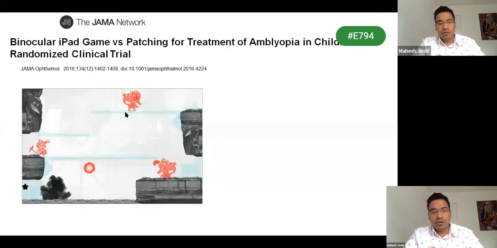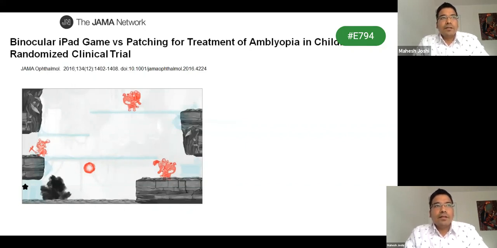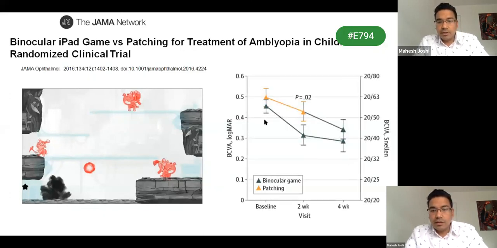In this game, they use red and green dissociation or red and blue dissociation, so one eye will only see the character and the other eye will see the base. If the child plays this game often, then this is a kind of perceptual learning paradigm. In this study, they found that binocular gaming improves the visual acuity as much as patching does, right? Here you can see the baseline, where the binocular gaming group had a slightly better acuity compared to the patching group.